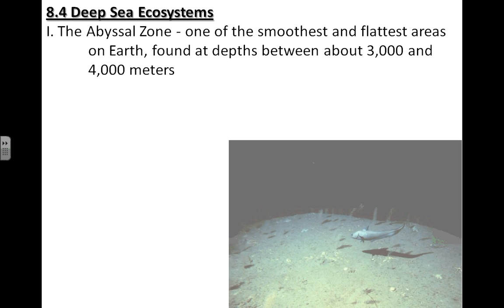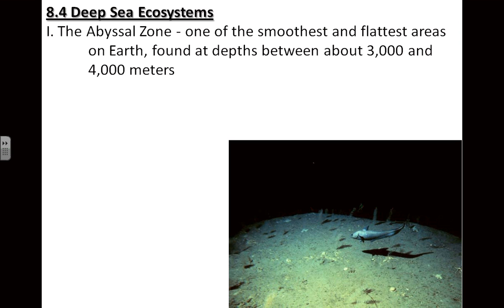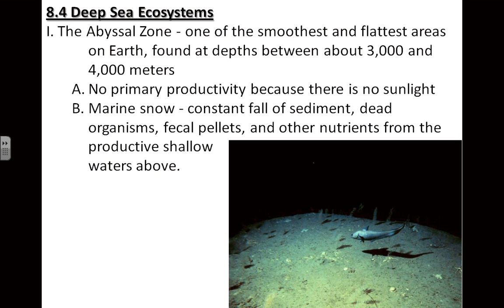The 8.4 notes focus on deep sea ecosystems. Now, most of the deep ocean is made up of what we call the abyssal zone, and this is a very smooth, flat, featureless area of the ocean floor, and it's at a depth of about 3,000 to 4,000 meters. As you can tell from this picture, it's extremely dark, so that means there's no primary productivity, but you can see animals there. Those animals that live in this area feed on what's called marine snow, which is the constant fall of sediment nutrients that are produced up in the shallows of the ocean and eventually sink down to these animals that feed on them.